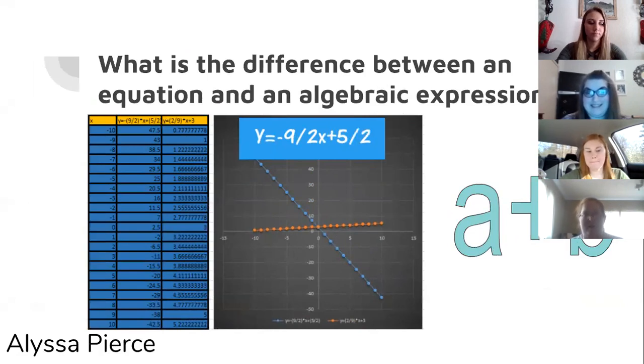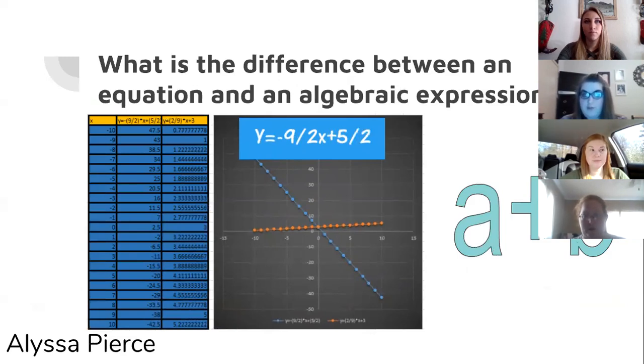Hey, Alyssa, what is the difference between an equation and an algebraic expression? Okay, so to start, the definition of equation gives us a deeper understanding of the differences. So an equation is a statement that 2 expressions are equal to each other. So an expression simply states something such as a plus b. An expression can involve numbers, variables, or operation symbols.